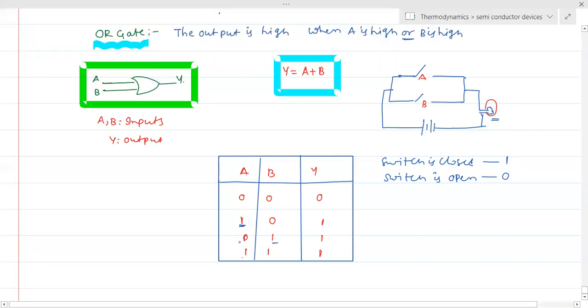Now we are going to understand why 1 plus 1 is equivalent to 1. Beautifully, by seeing this we will observe. 1 plus 1 means both are closed. Both are closed means the bulb will glow. That high glow is nothing but 1, we used to say.